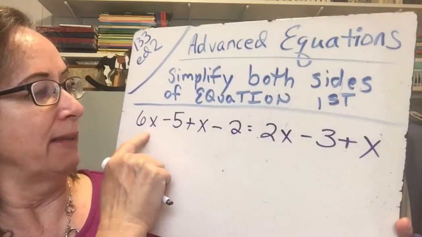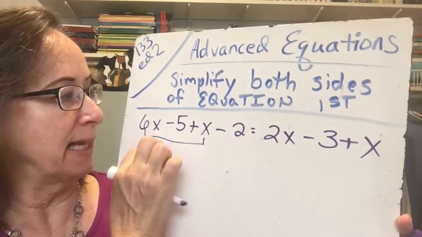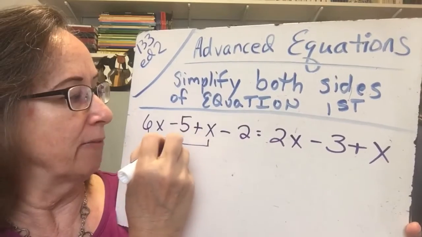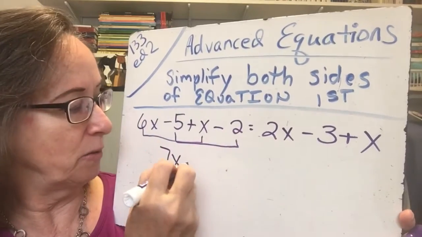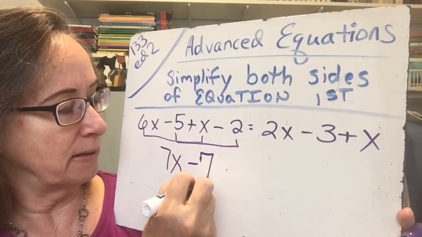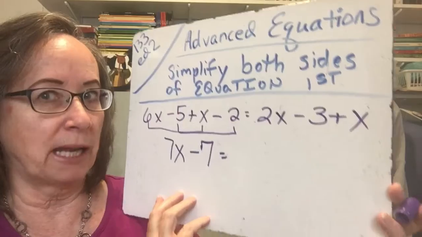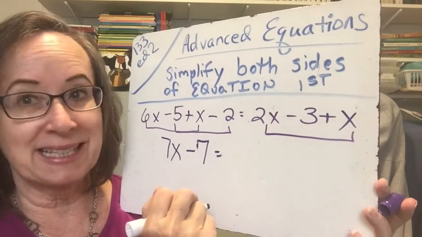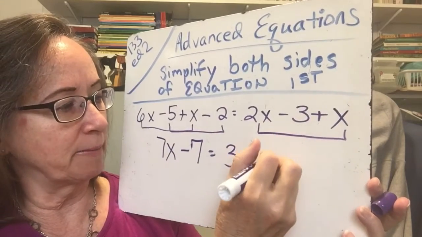So here on the left side, we've got two x terms. So 6x plus x would be 7x. We also have two constant terms. -5 and -2 would be -7. But notice that on the other side, we also have some like terms to group together. So we've got 2x plus another x is 3x, minus the 3.